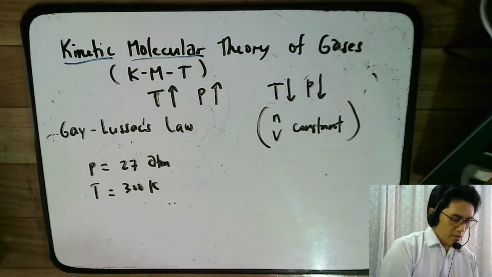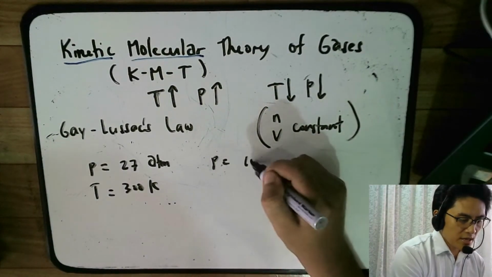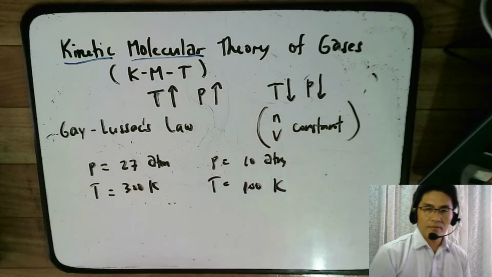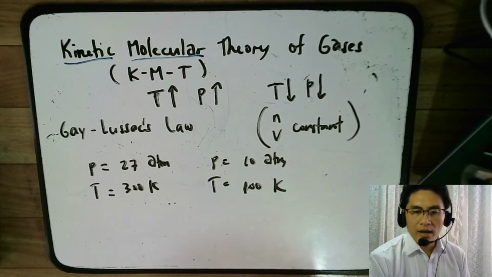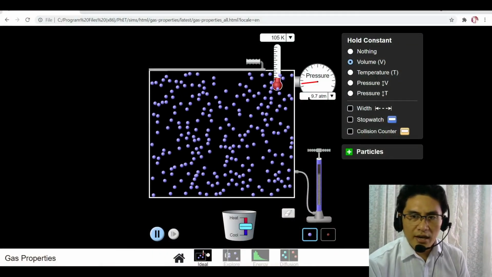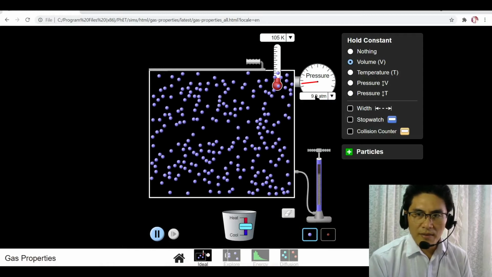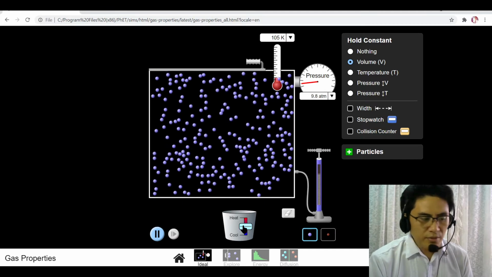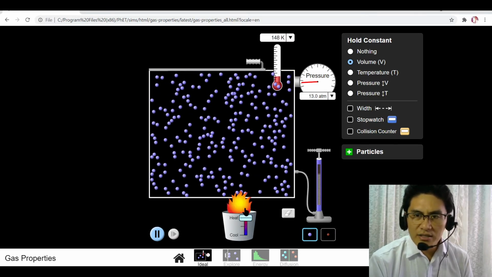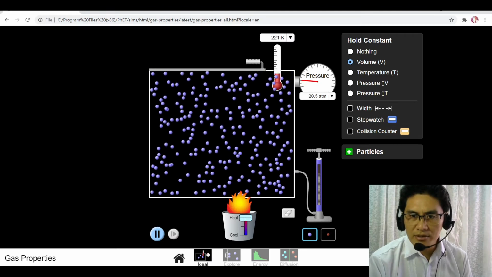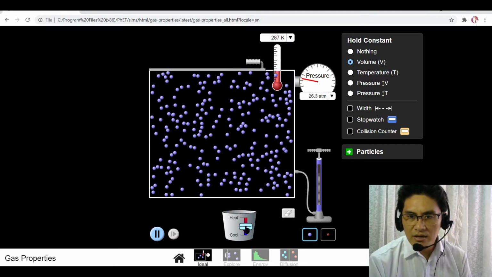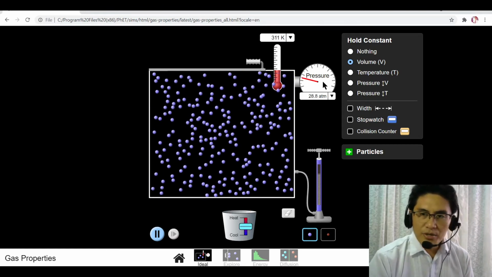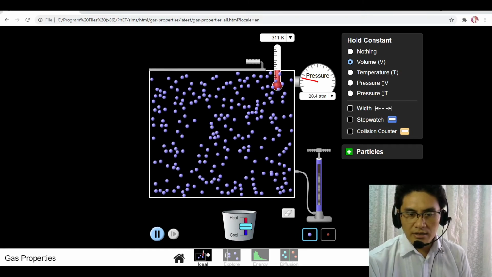It's 10 atm and the temperature is around 100 Kelvin. So let's just note that: the pressure is 9 to 10 atm, and the temperature is 100 Kelvin. And if we increase the temperature to the original, which is around 300 Kelvin, let's get that to 300. Notice now the particles are moving faster. Around 300 Kelvin, notice the pressure now is around 28 atm.